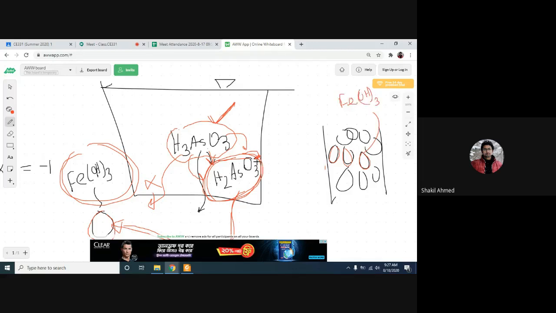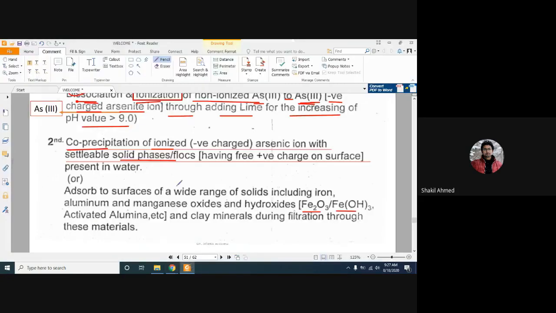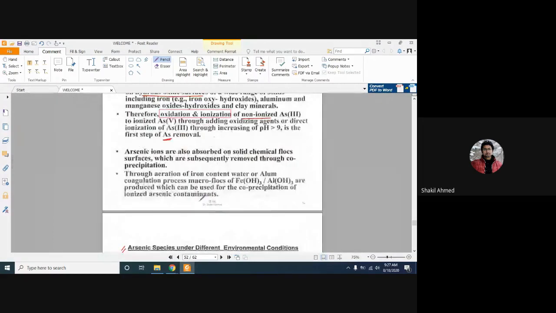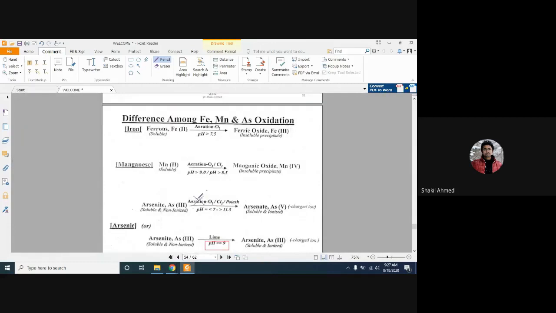Okay, and whenever this charged ion comes, they will be absorbed here and therefore will be removed. Now if we compare the process here, you will see that for iron we can do aeration and you need a pH value greater than 7.5 by oxidation through aeration. In case of manganese removal, we need pH value greater than 9.0 by using aeration, or greater than 8.5 if we use chemical oxidation.